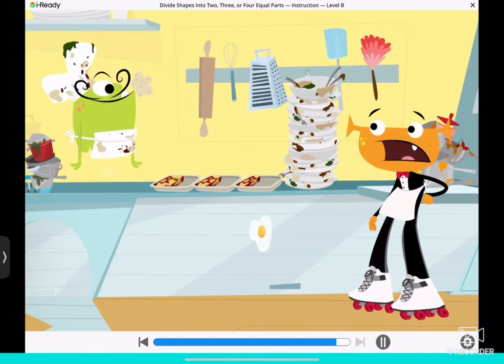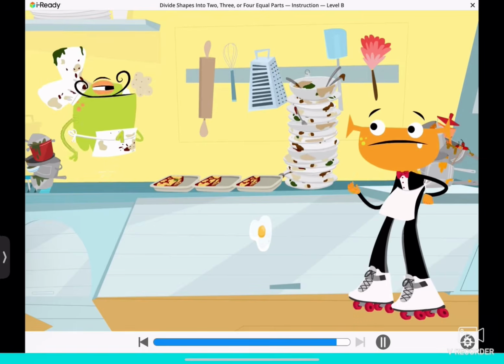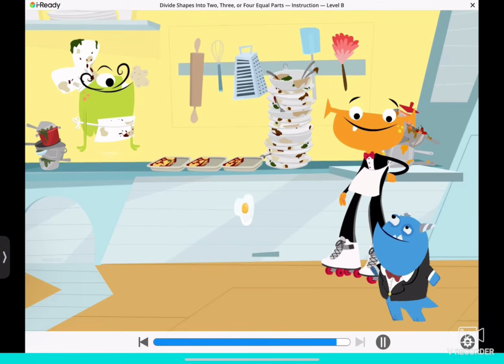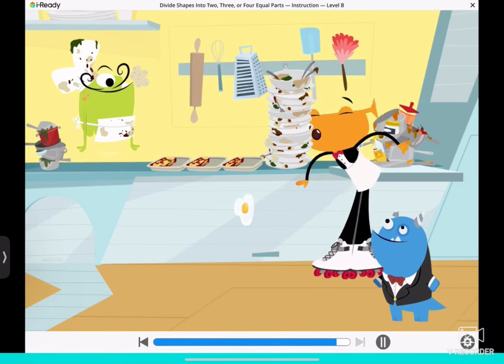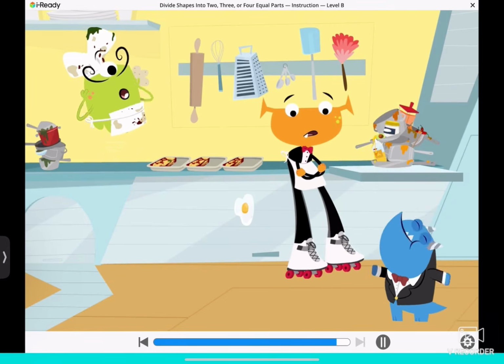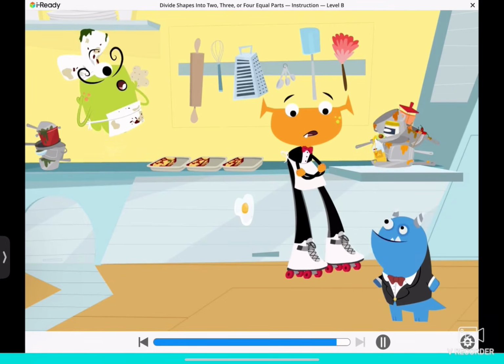Yoop, how much leftover lasagna is there? There's a half of a tray, a third, and a fourth. And Snark, since it was your party, you get to do all the dishes. Done!